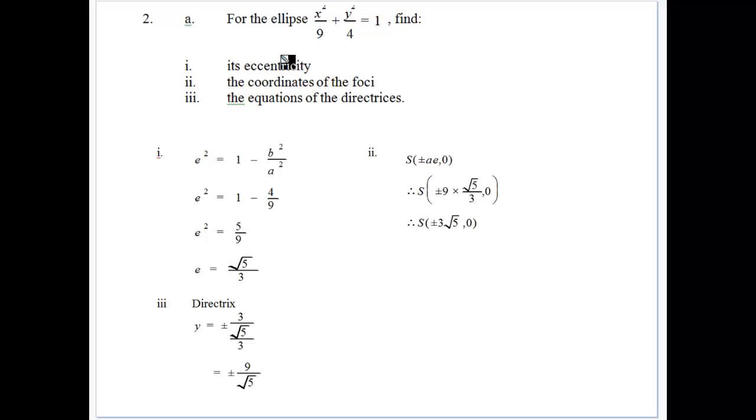In the next one, the first part's pretty easy. We've got our ellipse there, and we want to find its eccentricity. As we've done before, we can use e squared is equal to 1 minus b squared on a squared. Then we can use the eccentricity to get our directrix and get our focus. So not too bad to do that first part.